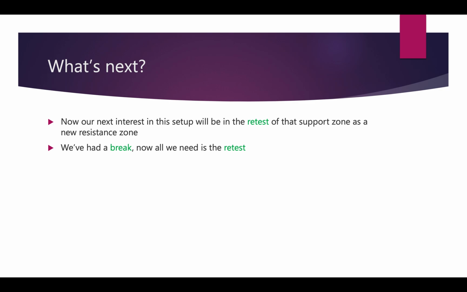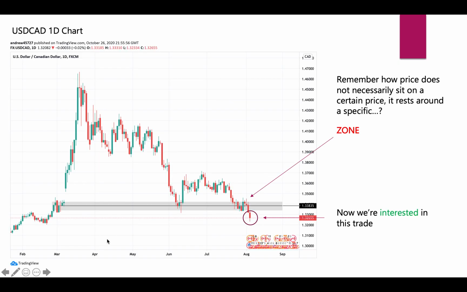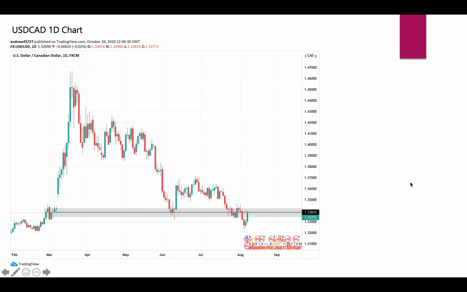So let me just go back here. This support zone got broken. So we're looking for price to come down and retest it as resistance, all right? I'll show you some examples. Right. Is that a good enough break and retest for you guys?